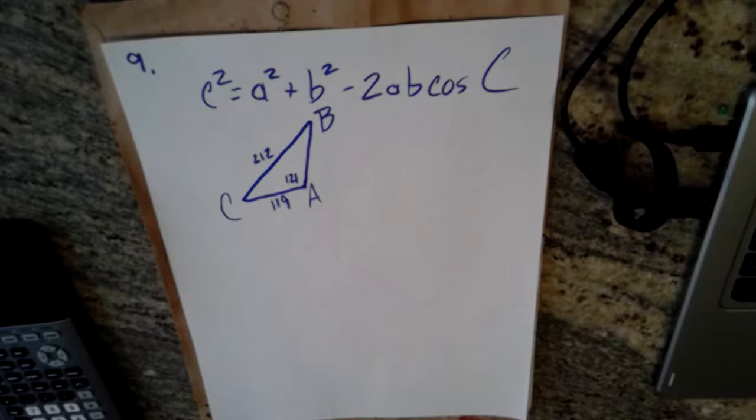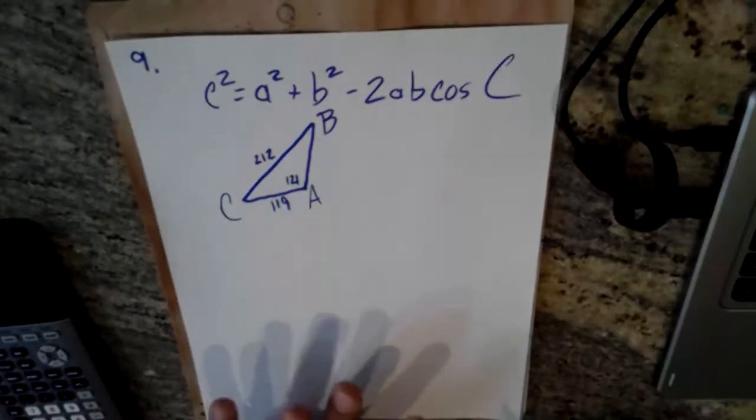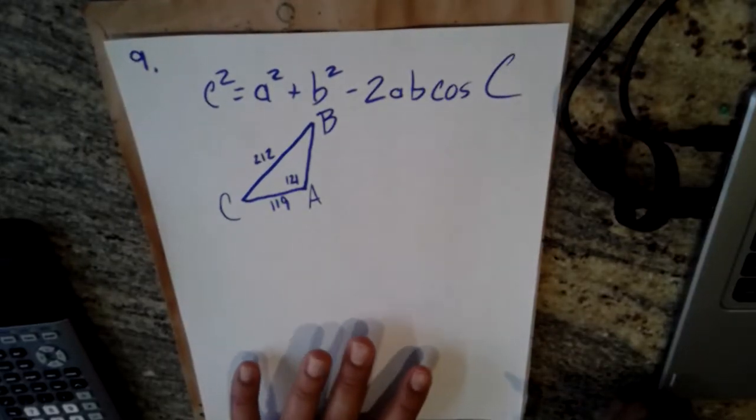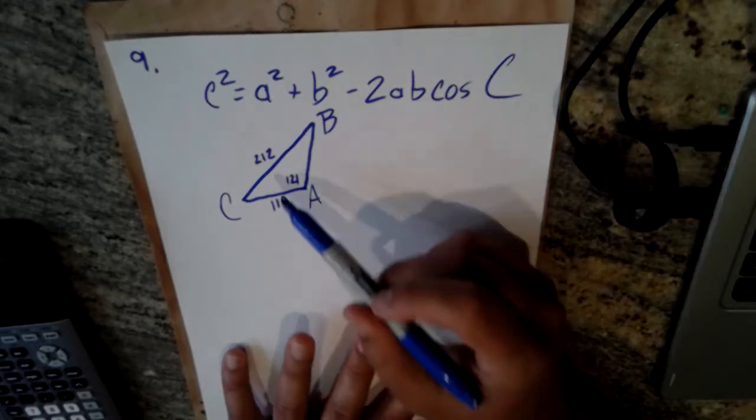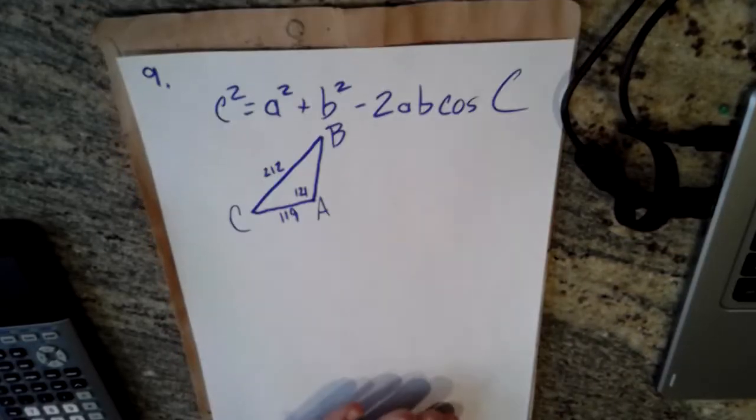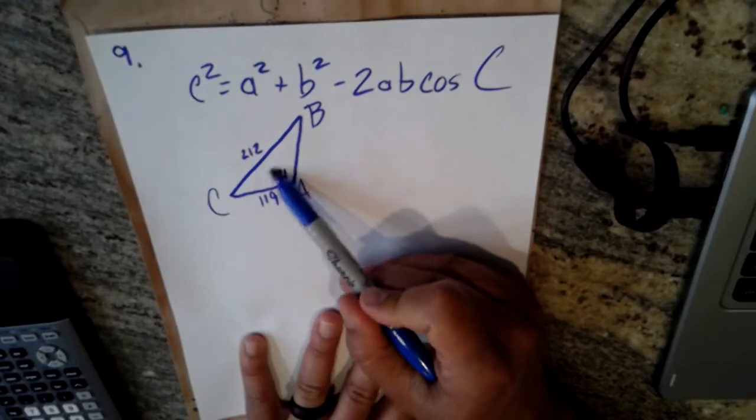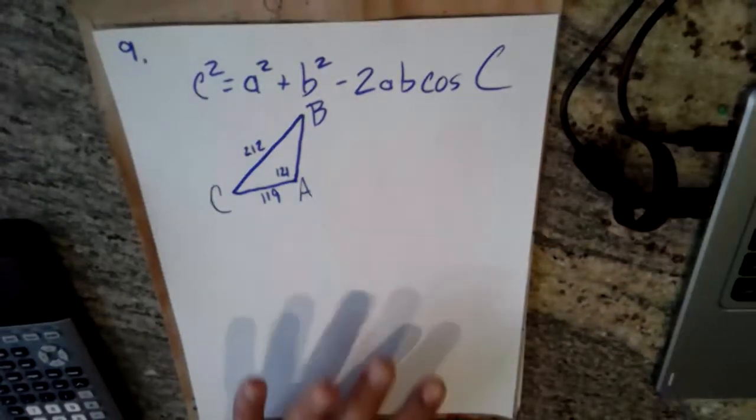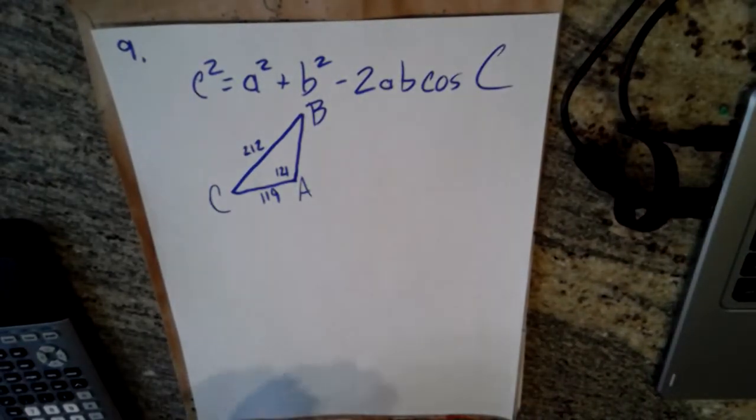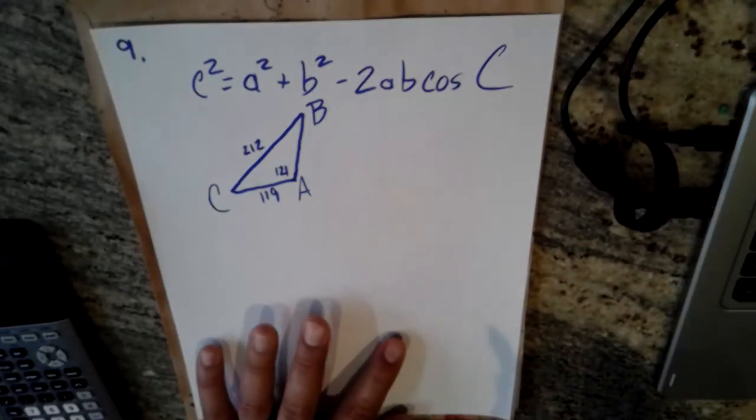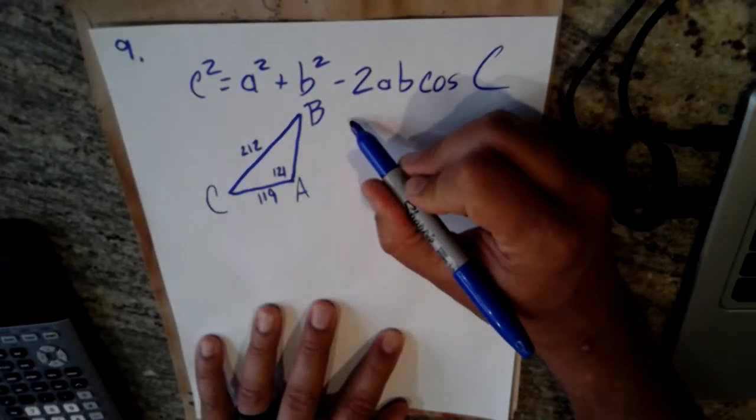All right, here's some help with number 9. This is a law of cosines problem. It is ASS, so we could be worried about the ambiguous case, but we're given an obtuse angle, so we can just go ahead and solve this. This is only going to be one solution. Let's start labeling what we have.